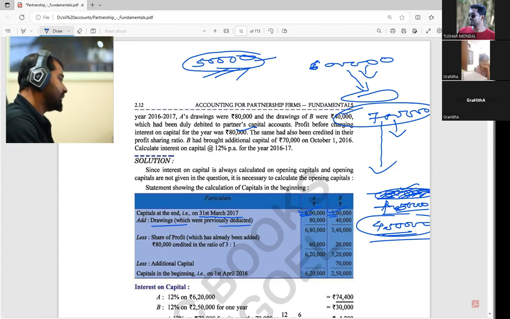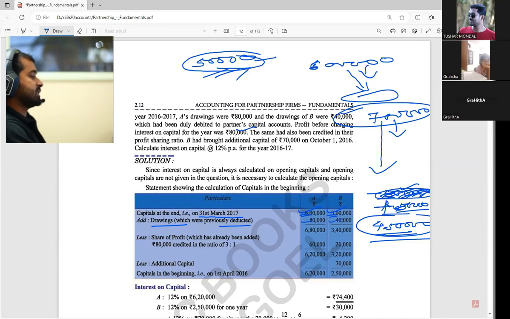Drawings taken, previously deducted, that is 80,000. I am adding that back. So 6 lakh plus 80,000 becomes 6 lakh 80,000. Next one, 3 lakh and 40,000, it becomes 3 lakh 40,000. Right?